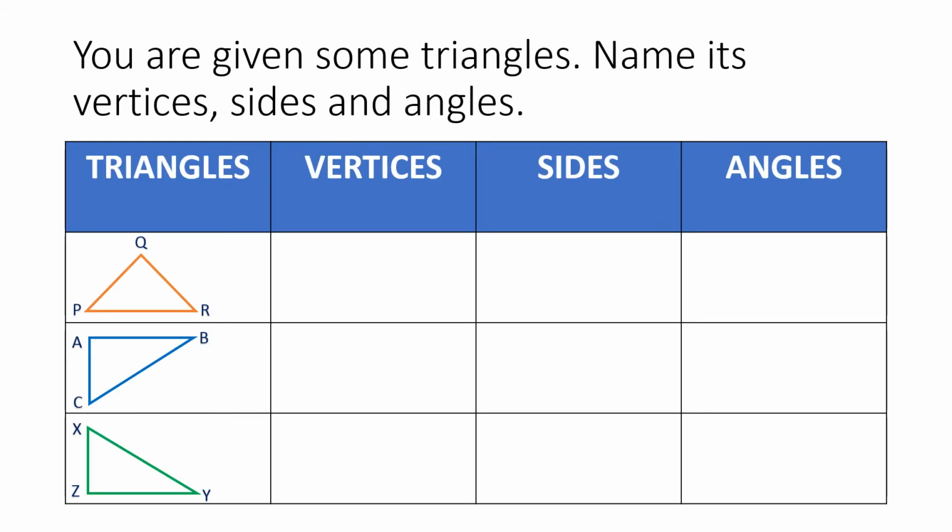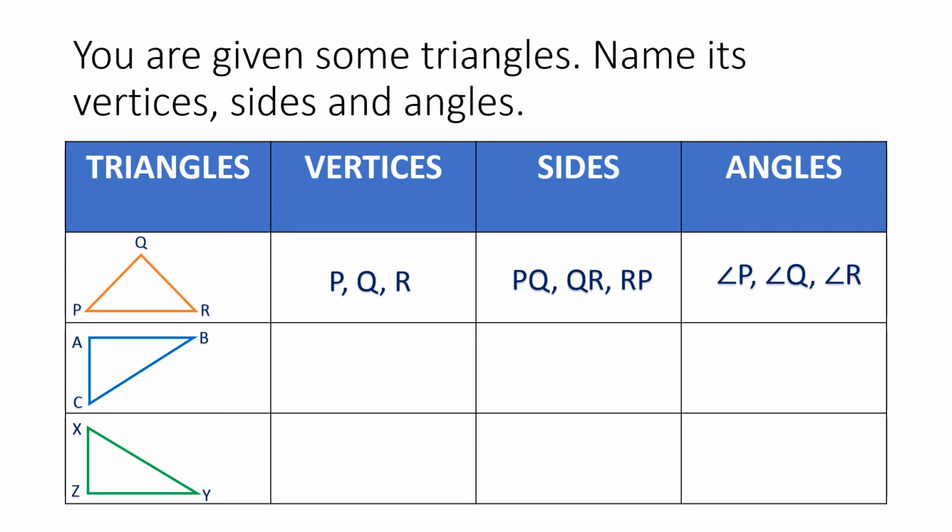Let's do one activity. You are given some triangles, name its vertices, sides and angles. And the first is triangle PQR. First, you have to identify its vertices. And vertices means corners. So the answer is P, Q and R. Then identify the sides and the answer is PQ, QR and RP. And the next is name its angles and the answer is angle P, angle Q and angle R. Remember, we should try to follow the alphabetical order.